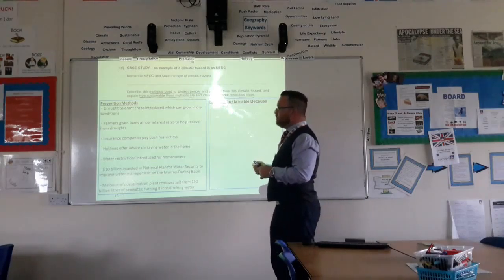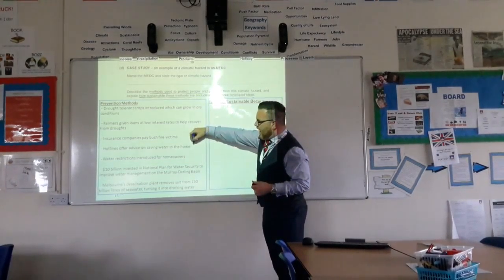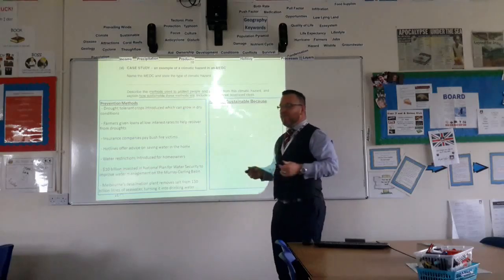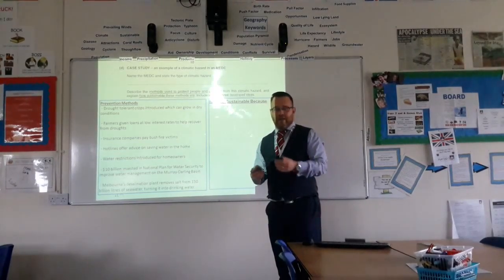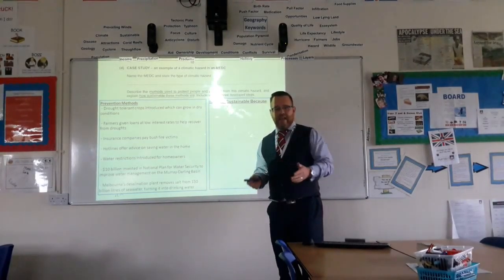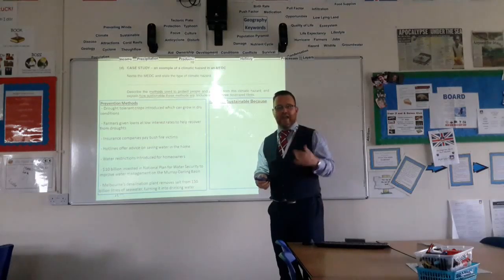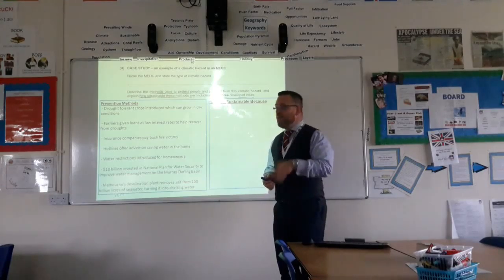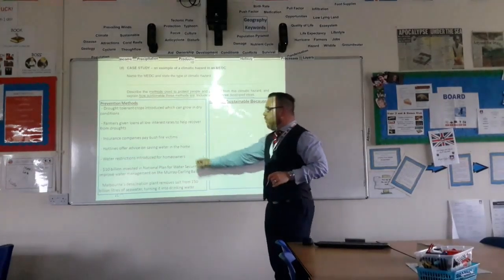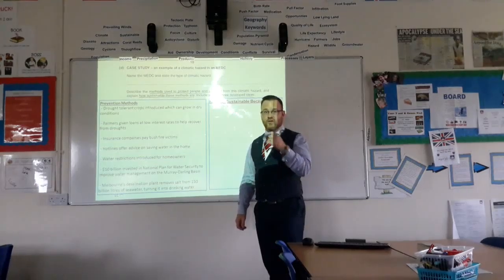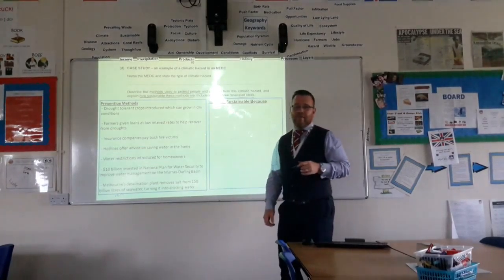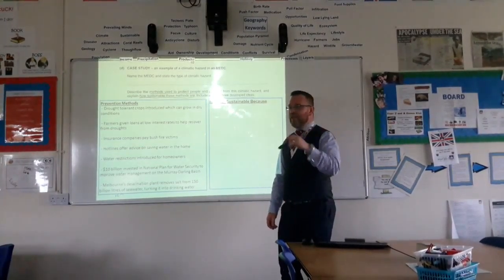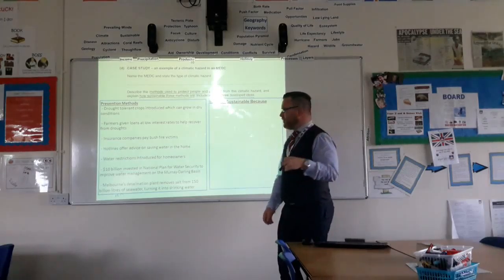So for example, hotlines offer advice on saving water in the home. That's sustainable. That's cheap, that's relatively easy to do, that's easy to manage, and it's easy to keep on doing again and again and again. People can ring up, it costs them very little, they get advice and they act on that advice. That would be a sustainable method. Water restrictions introduced for homeowners to avoid waste. That's a sustainable method, because you can keep on doing that every single time there was a drought.